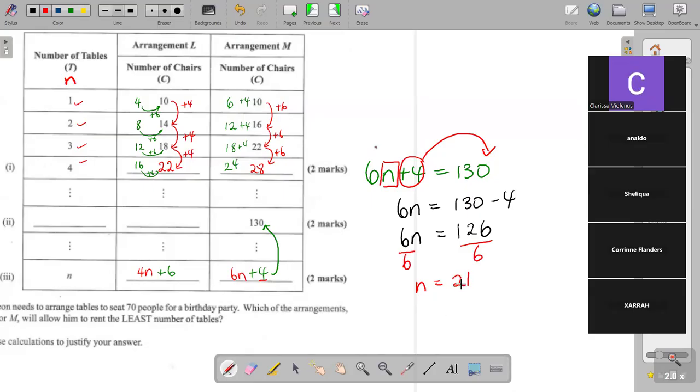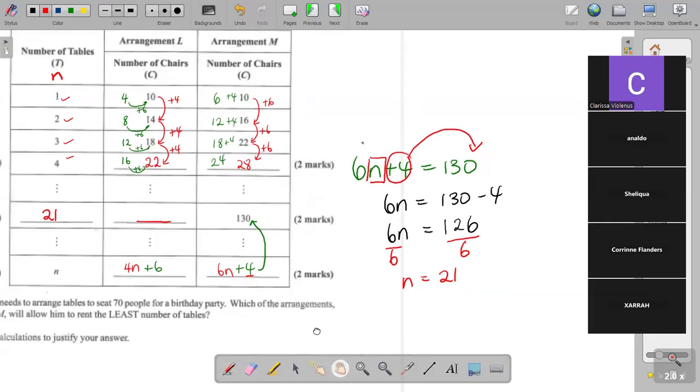Who can tell me where I should write 21? On the first line or the second line? Where should I write 21? Excellent job. Remember, the first column tells us the position. So now that we know this is position 21, I can use this to calculate this, because now we know what n is.